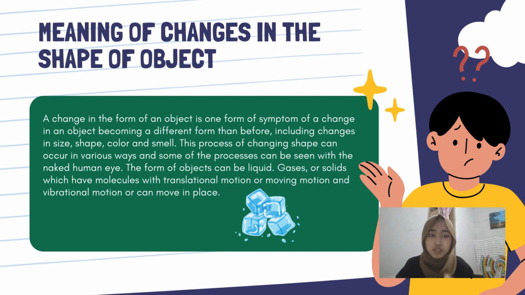This change in form may or may not be temporary, meaning it may produce a new substance and cannot be returned to its original form. That's why changes in the form of an object are closely related to changes in physics, chemistry, and biology, which are the reason why an object's substance can change into the form of another object. In the process of changing form, some require heat or release heat.